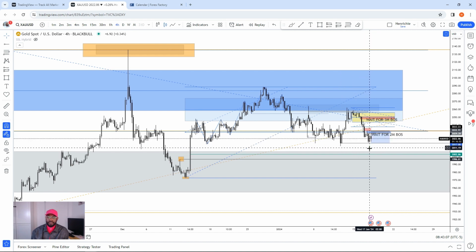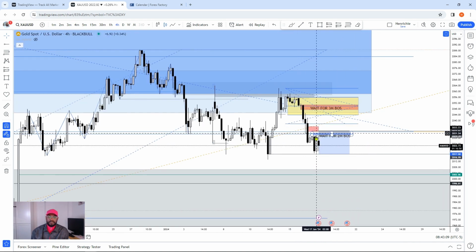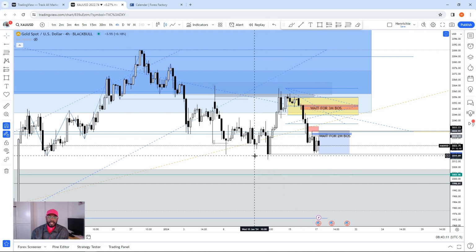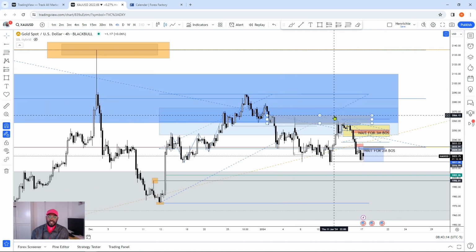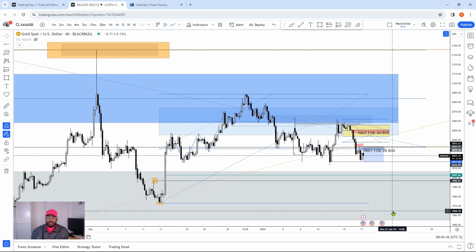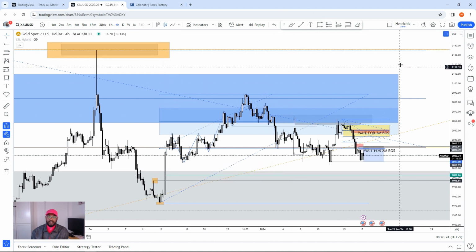So after that drop down, I expected to see this low get swept because price is already showing me that it wants to go to the downside. It wants to gravitate into this key level that I've been waiting for it to come into. It wants to come into that key level. Now, what do we see right here?